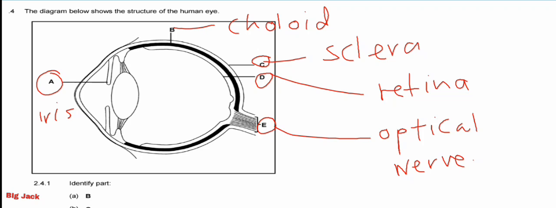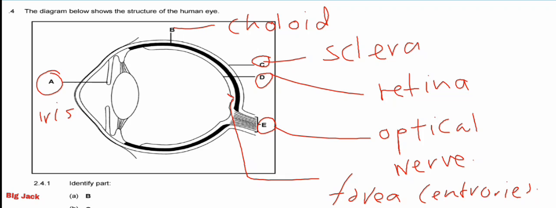There are a few parts remaining. We also have this part here, which we are going to call the fovea centralis, something like this. Then apart from that, we also have this space here, which is called the pupil. Then you also have this one here, which is called the lens.